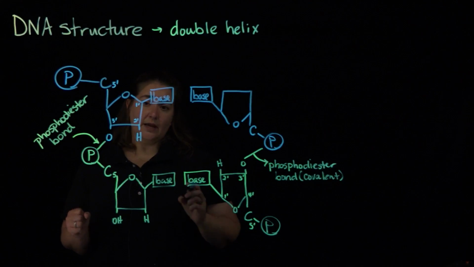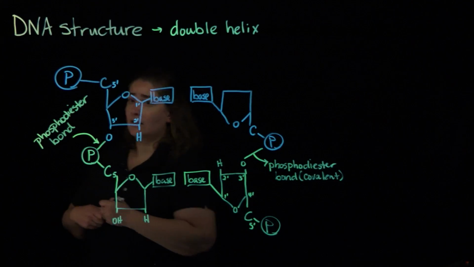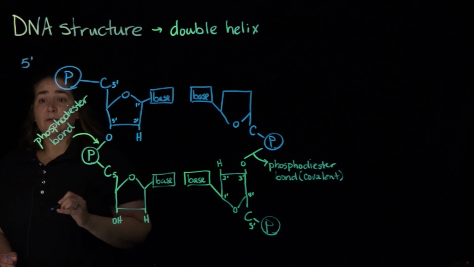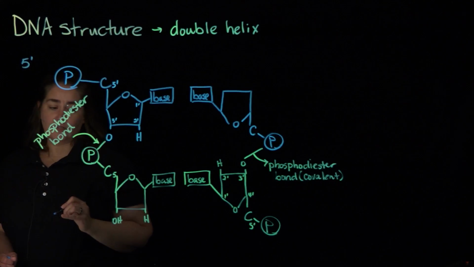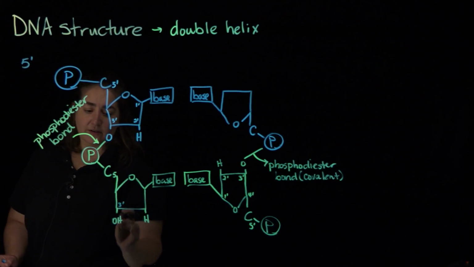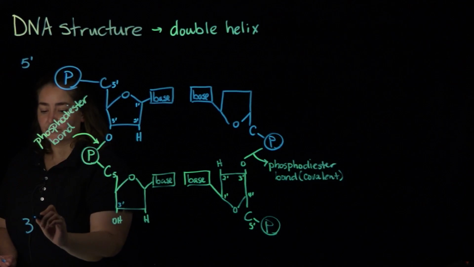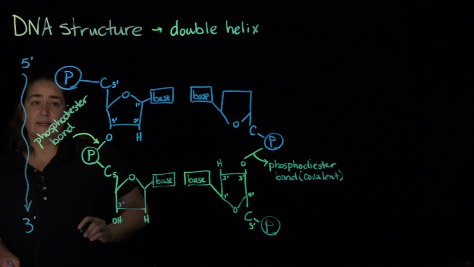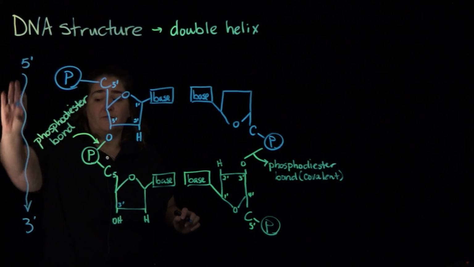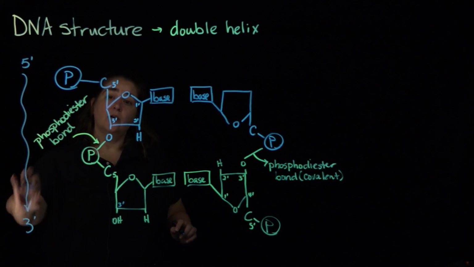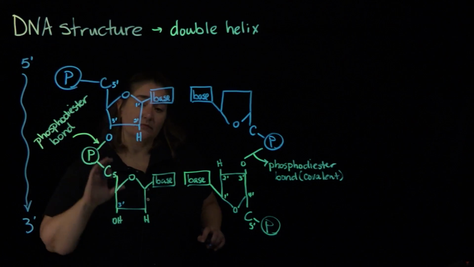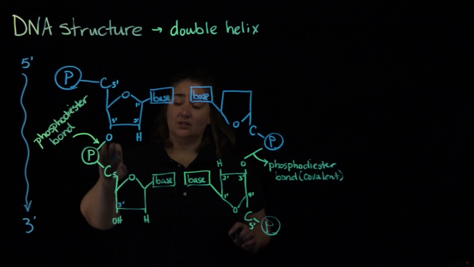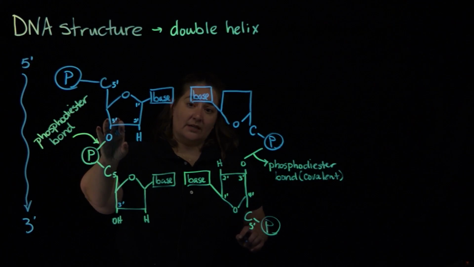But if you notice what happens with the way I drew this, we've got our 5' carbon up here. So that's what we label as the 5' end of our DNA molecule. We've got a free 3' end down here. So that's going to be our 3' end, okay? And that DNA molecule is going to run from 5' to 3'. That's how new bases are added to our DNA double helix during DNA replication. Always have to add the new nucleotide to the 3' end.